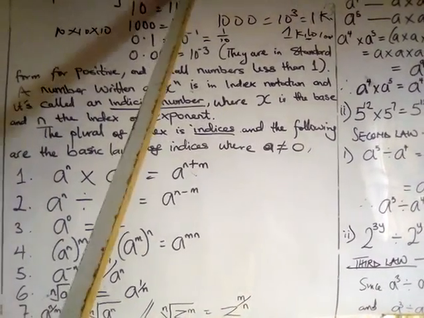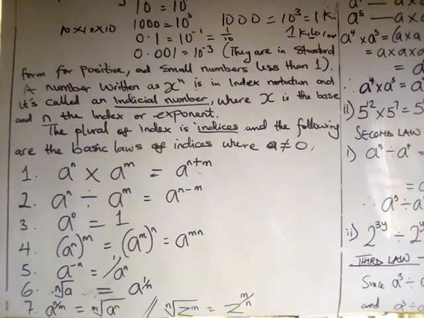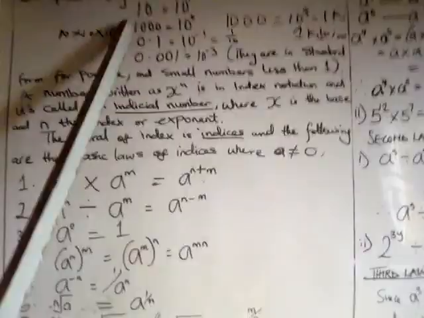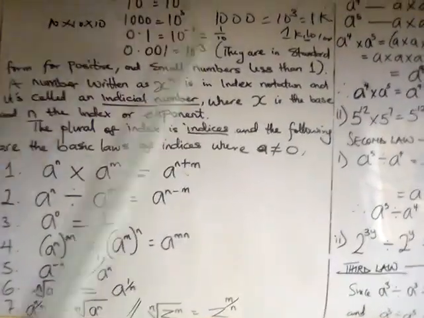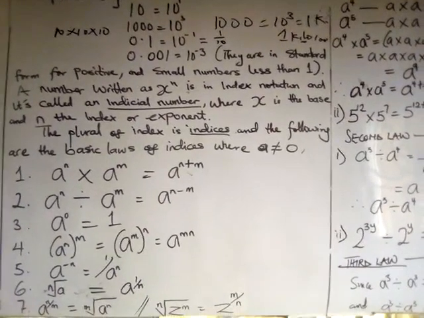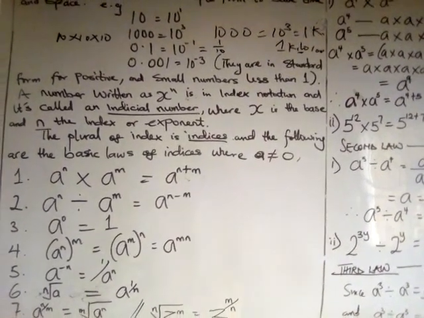And all this you are seeing, this 10 to the power 1, 10 to the power 3, they are in standard form. These are the normal integers, normal numbers. Do you get now? But in standard form, a number written as x raised to the power n is in index notation. Is in what?